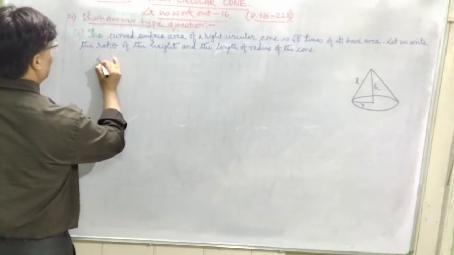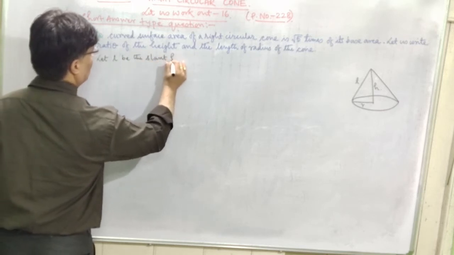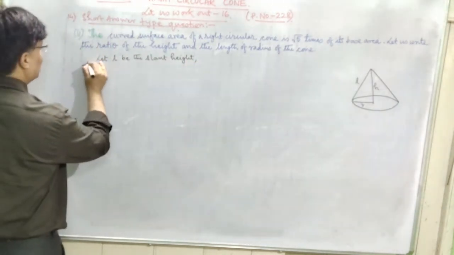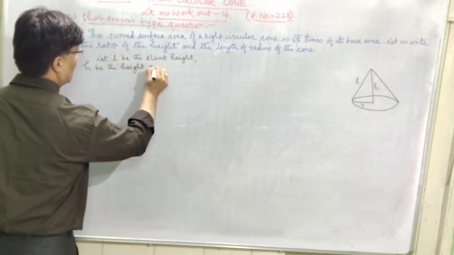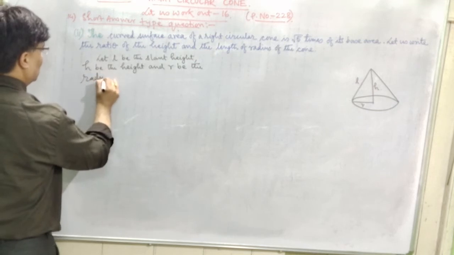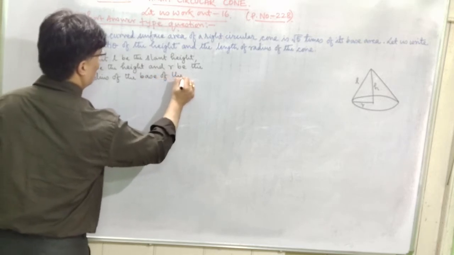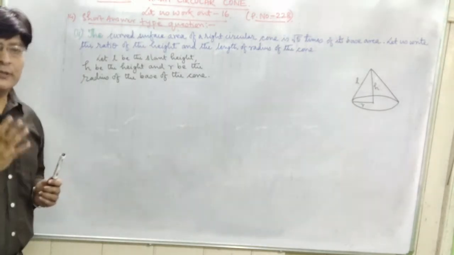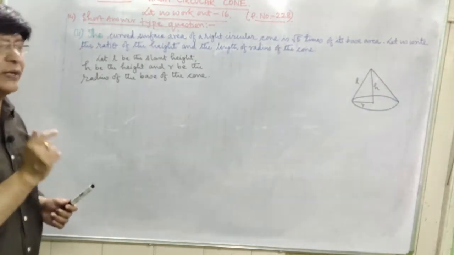So let us write here, let L be the slant height, H be the height, and R be the radius of the base of the cone. Okay. So here we have assumed slant height as L, vertical height as H, and the radius of the base of the cone as R.